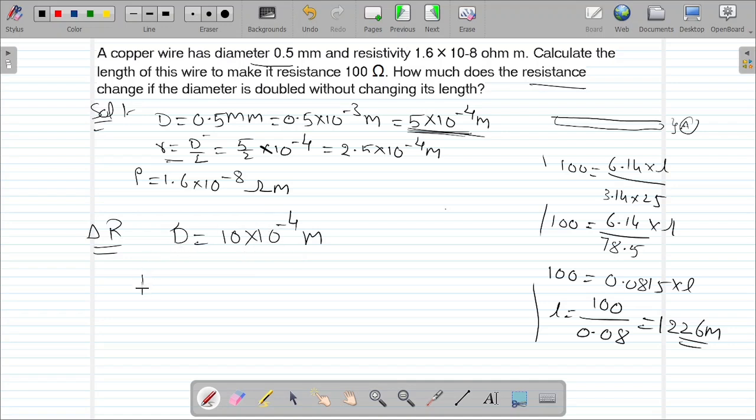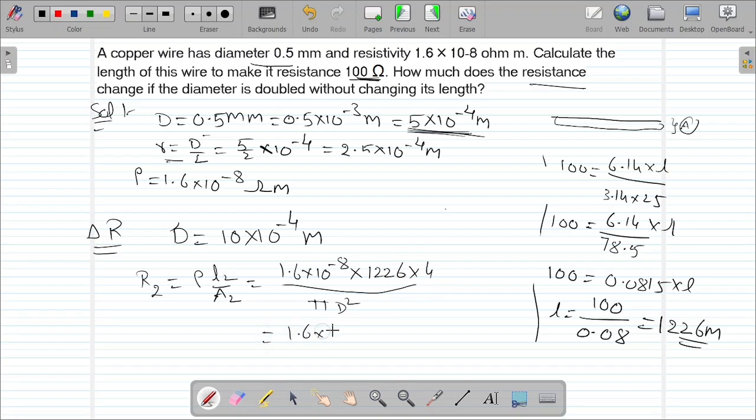So now we are going to substitute. Initial resistance is what? 100 ohms. Now what is the resistance going to be changed? R2 equal to rho L2 by A2. As the material is same and even the length is also same, so this will be written as rho. Rho is 1.6 into 10 to the power of minus 8 into length. What is the length we got here? 1226 by area. Area is how much? Pi d square by 4. 4 will go up.